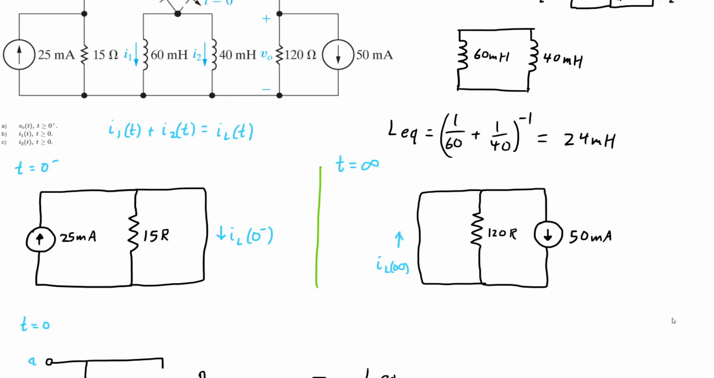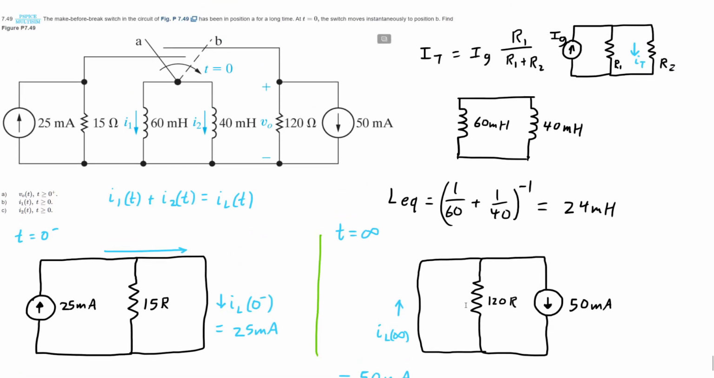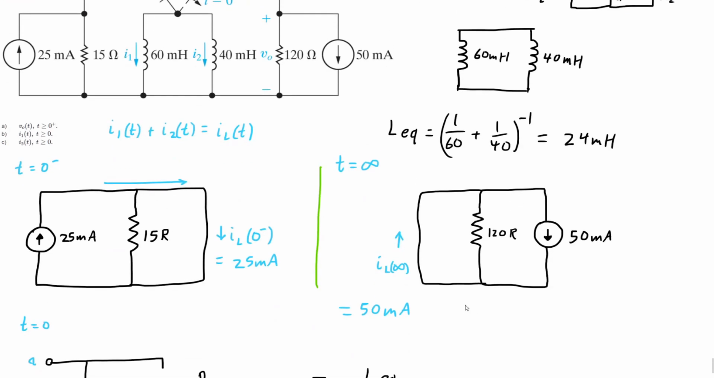At steady state, it's going to be a short, which means all the current is going to flow through it. So we can say that IL(0) equals 25 milliamps, and IL(infinity), by the same reasoning, will be 50 milliamps. Well, I should actually say it's minus, because even though I didn't draw it this way, we still have defined it the same way. So I will say minus.